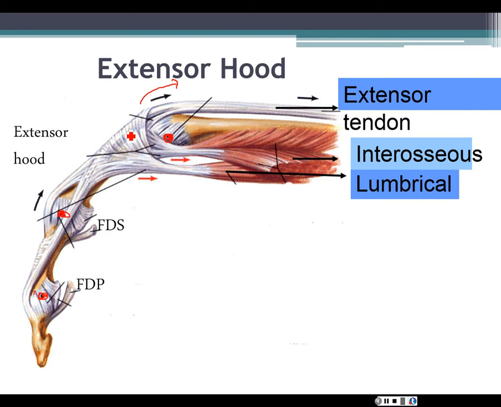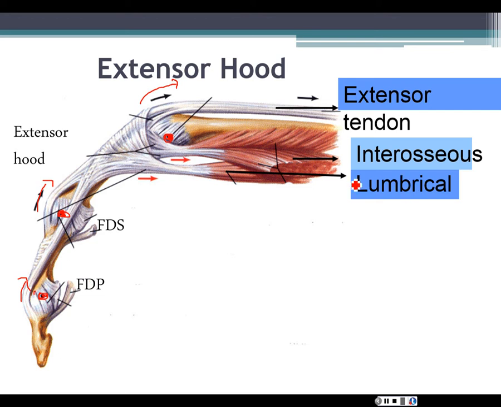Because it's going to continue on and be behind here, it's also going to cause extension. Because these two slips come around each side and are also behind the joint, it's also going to cause extension. So obviously, the extensor digitorum is going to cause extension of all the joints. That's a pretty obvious one.